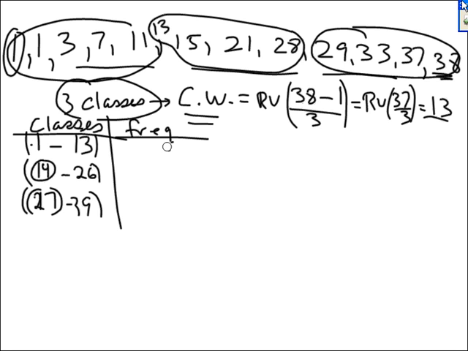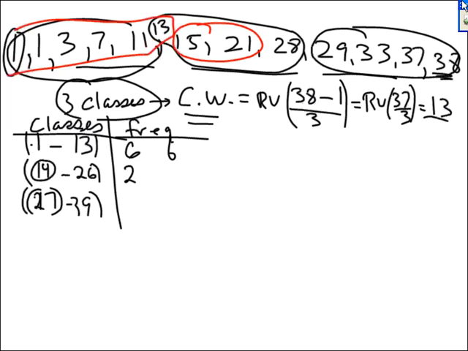From 1 to 13, it looks like these 5 numbers plus that. Looks like those 6 numbers. So the frequency is 6. 14 to 26, it looks like these 2 numbers. 27 to 39, it looks like the last 5 numbers which are circled.